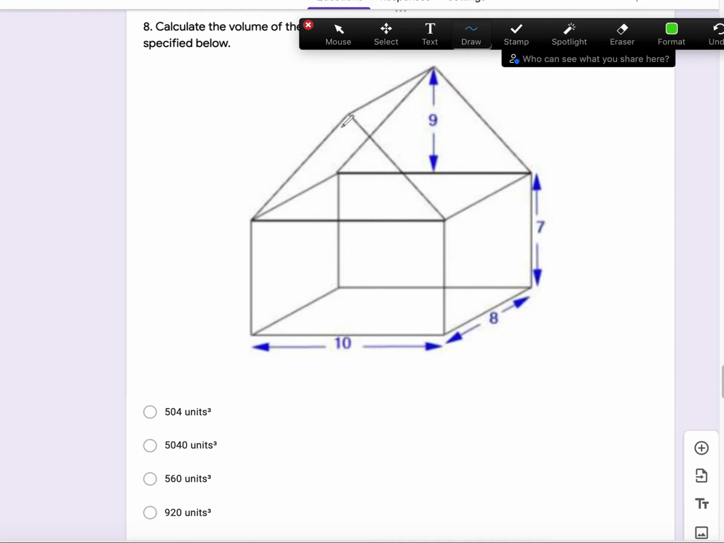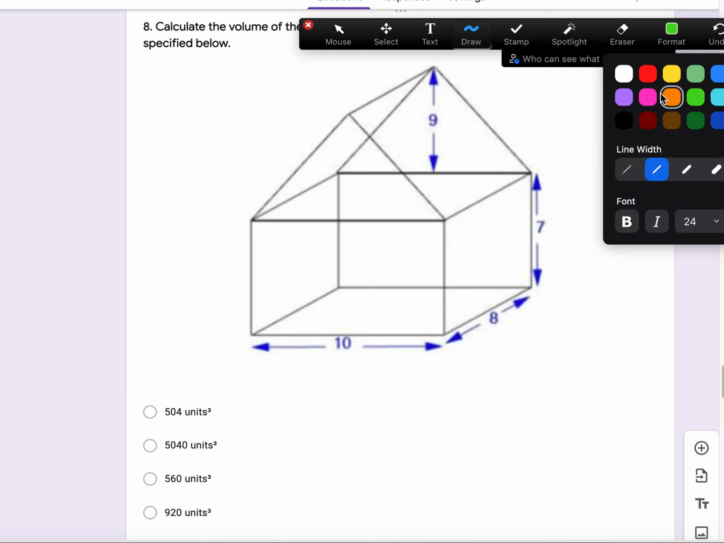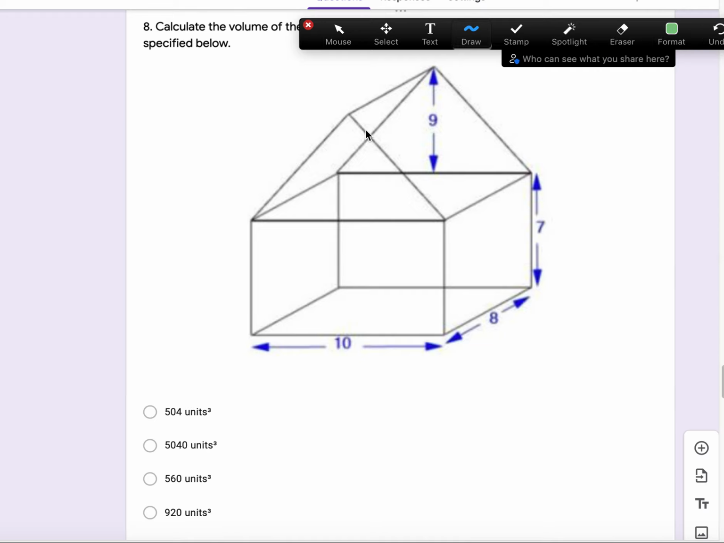So, oh, that's even worse. Sorry, team. I'll choose a bit of a lighter color.